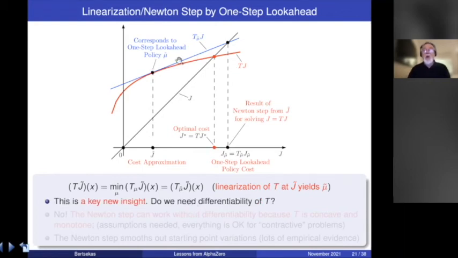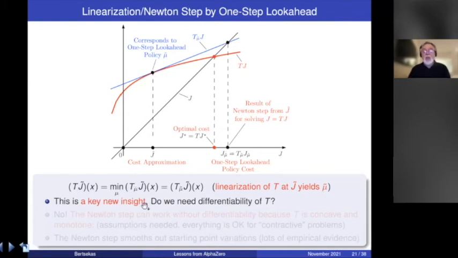So how do we represent the cost function of this look ahead policy? Well, it is simply the intersection of this blue line with the 45-degree line, and it gives you J mu tilde as the fixed point of T mu tilde. So we start with this cost approximation, and we end up with this one-step look-ahead policy cost. And you can see that it is an honest-to-goodness Newton step.